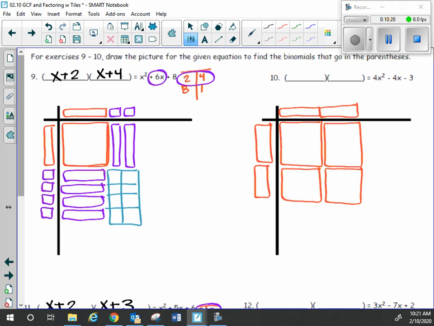-3. How do I make -3? You could do 3 and 1. 3 and 1. That's it, right? Everybody with me there? 3 and 1. Okay, before I go shading anything, let's see if it's going to work. What gets created down here? X. What's going to get created here? 6x.